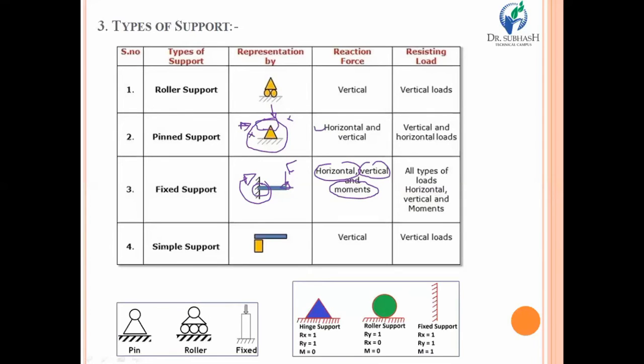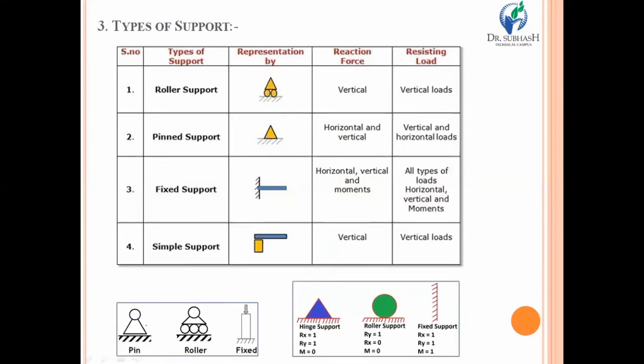And the fourth and last type of support is the simple support, which is generally used in a simply supported beam. It's very clear from the symbolic diagram that it will not offer any kind of horizontal resistance. By applying a vertical force, the beam will not move in the downward direction. It will offer vertical resistance. That's why a vertical reaction force is set up if you are using a simple support. So this is about the different types of supports that are used in various types of beam.